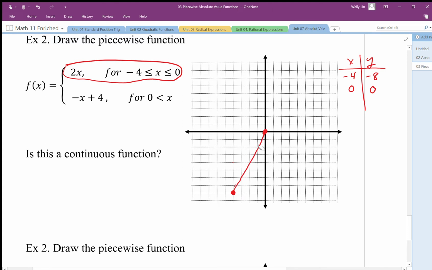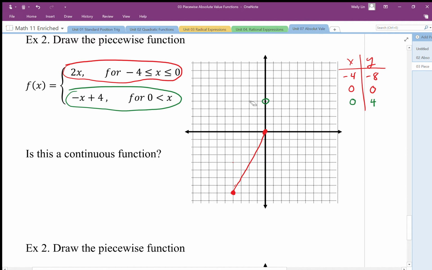It's a slope 2x function from -4 to 0. Now after 0 all the way to infinity, we're going to have slope negative, and it's going to have a y-intercept of +4. So I'm going to start at 0, and that's equal to 4. Now, since it doesn't include that coordinate, I have to leave that open. And by doing that, it actually passes our function test.